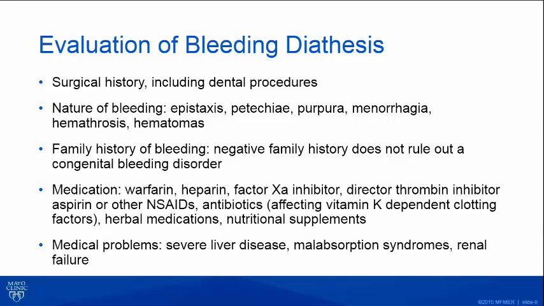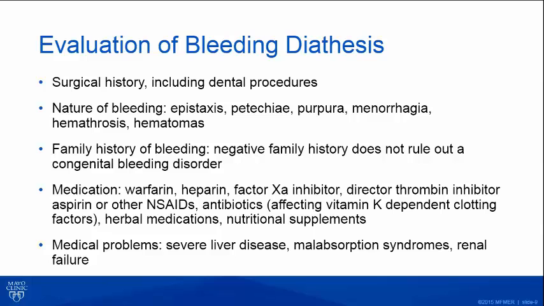So during the history taking, it's very important to inquire about surgical history, but don't forget about the dental procedure. And also nature of bleeding, family history of the bleeding in the patient, but the negative family history does not really rule out a congenital bleeding disorder. Medications that the patient is taking that might increase the bleeding of the patient.